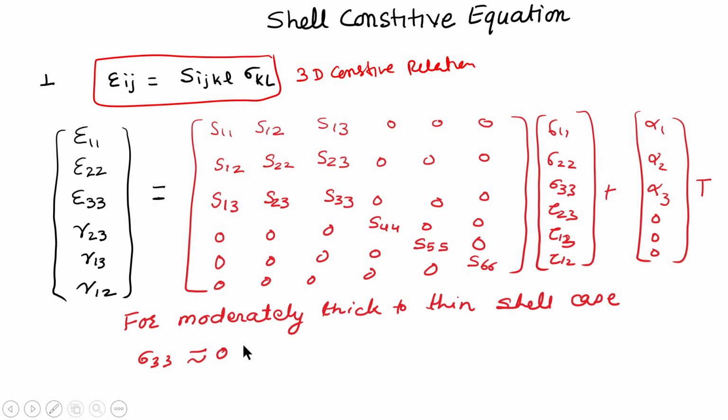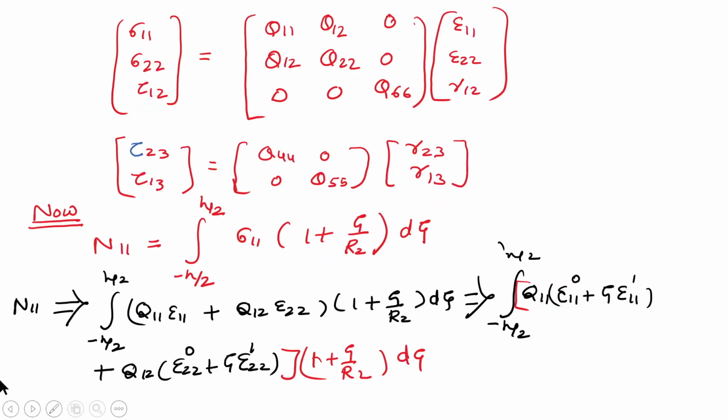So, in the very beginning, for a moderately thick to thick shell, we assume the concept of plane stress. Under that head, sigma 33 is considered 0. If we choose like that, then the stresses sigma 11, sigma 22, tau 12 can be expressed in terms of a matrix Q and strains, where Q11, Q12, Q22 and Q66 are known as reduced stiffness coefficients, and in the case of shear, tau 23 and tau 13 are expressed with the help of Q44 and Q55.